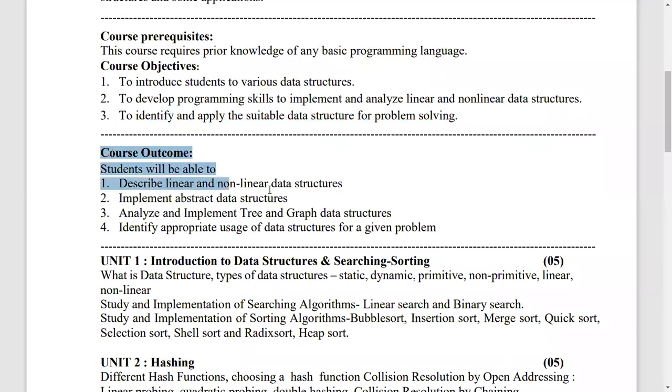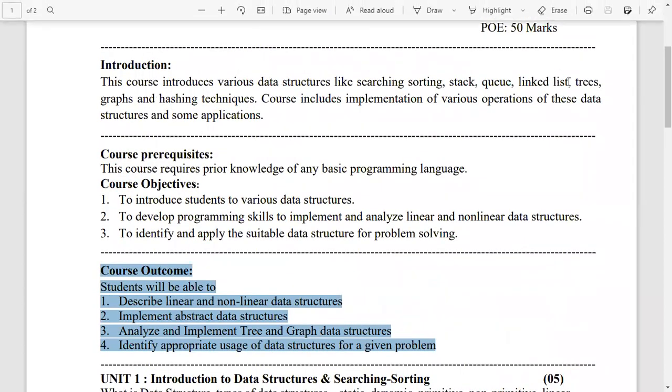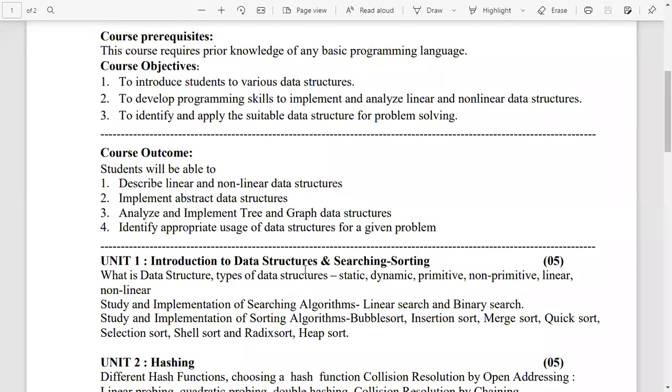Now, what kind of outcome is expected from you after completion of this data structure subject? Course outcomes: the student will be able to, first, describe linear and non-linear data structures. After that, implement abstract data structures. The meaning of abstract data structure we'll discuss. Third, analyze and implement tree and graph data structures. Tree and graph are also separate data structures.